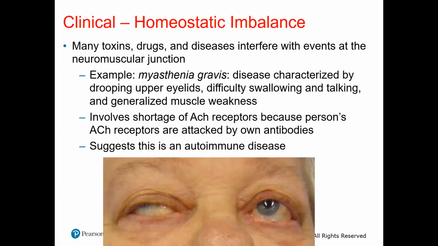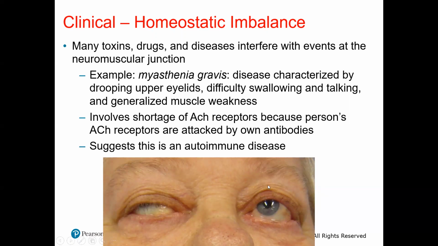Now, problems with acetylcholine. Acetylcholine is absolutely necessary for muscle contractions, but there are lots of things that can interfere with it. There is an autoimmune disorder called myasthenia gravis, characterized by drooping eyelids. The upper eyelids droop. You see here in the picture, it's drooping down, covering the eye.